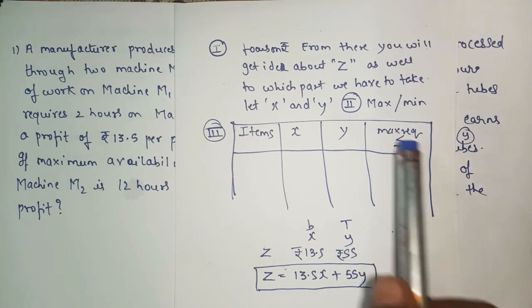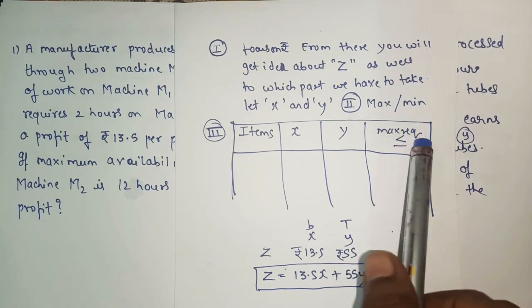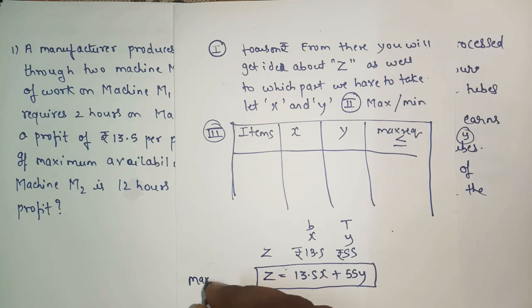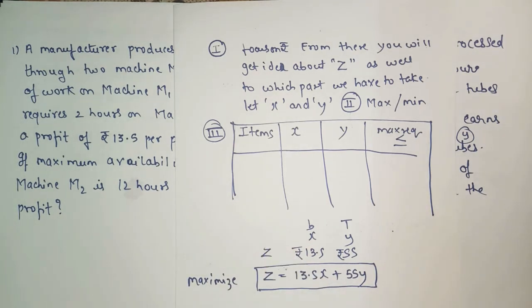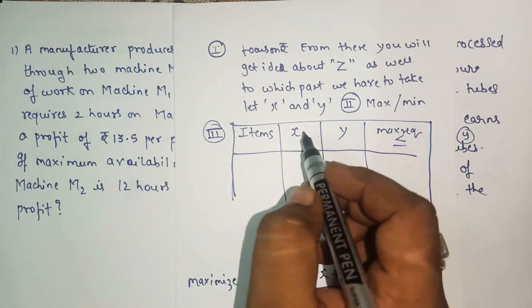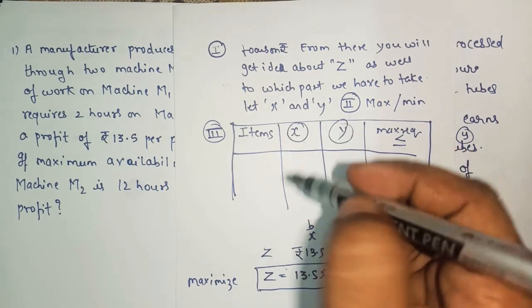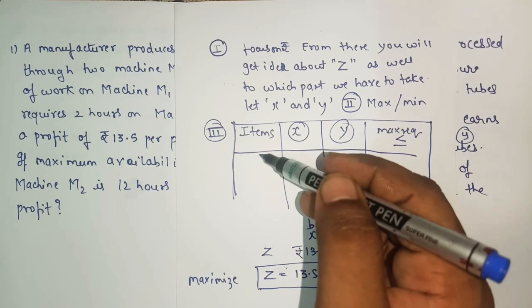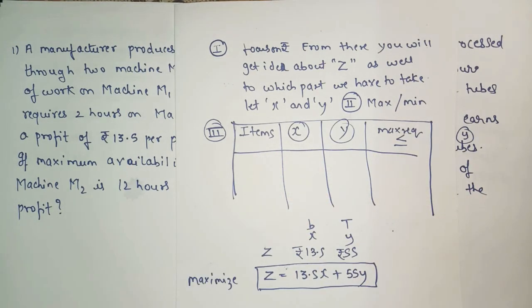Understood? As here it says that you have to find the maximum requirement, here you will write maximize. So in the final answer you have to find the maximum value of Z. Okay, always see that X and Y will come here, in the item section, this part.